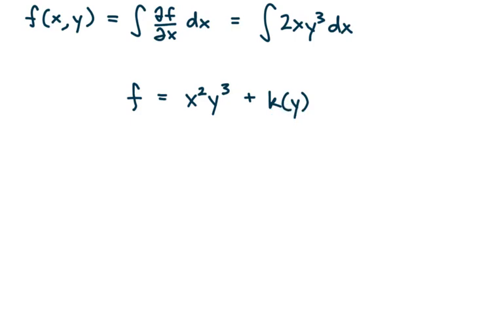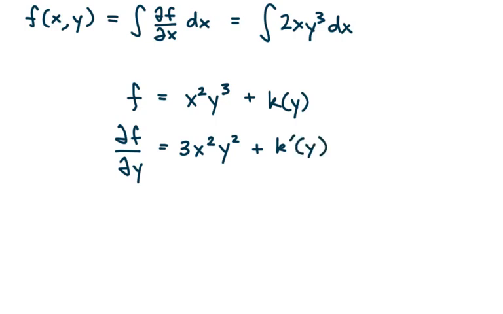So at this point, now I'm going to take this and differentiate with respect to y. So I'm going to take that partial of the function with respect to y, and that gives me 3x squared y squared plus, that would become k prime of y. So now I've differentiated partially with respect to y.